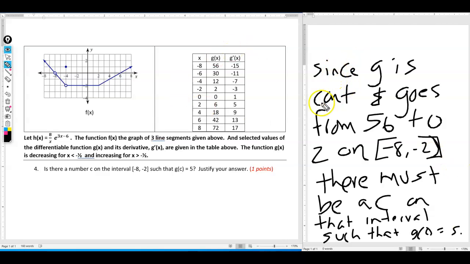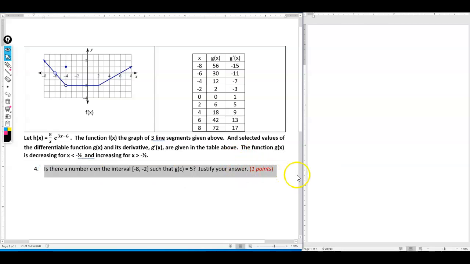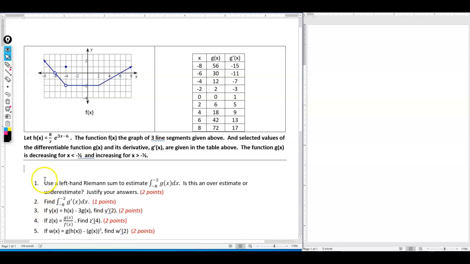There you go. Since g is continuous and it goes from 56 to 2 on the interval from -8 to 2, then somewhere on this interval there has to be some value c such that g of c gives me a value of 5, since 5 is between 2 and 56. Okay? So there you go. That's called the intermediate value theorem. All right, so that's number 4. Go ahead and move on to another one. And that's just 1 point. You either get it right or wrong.